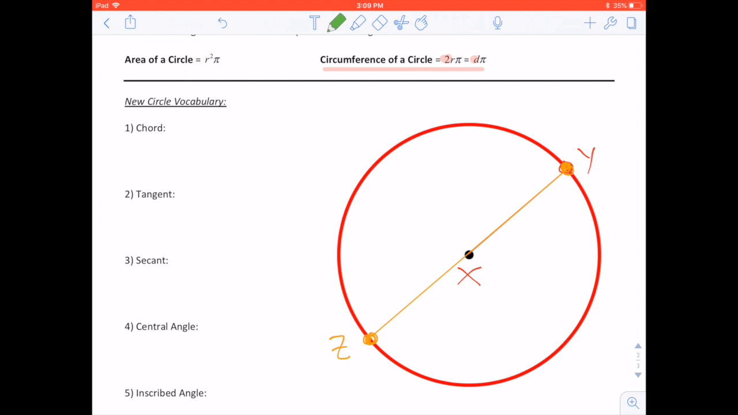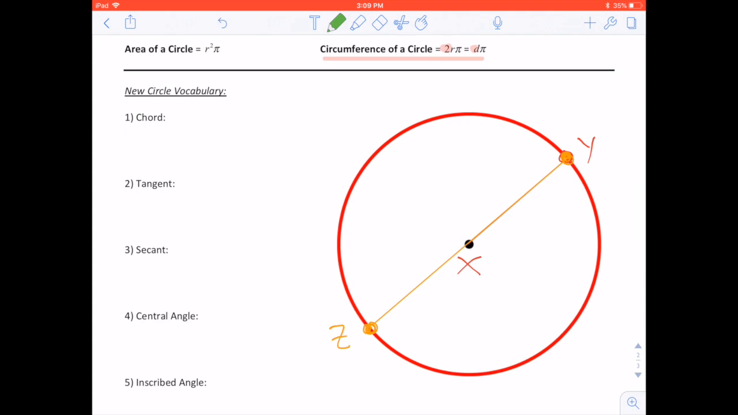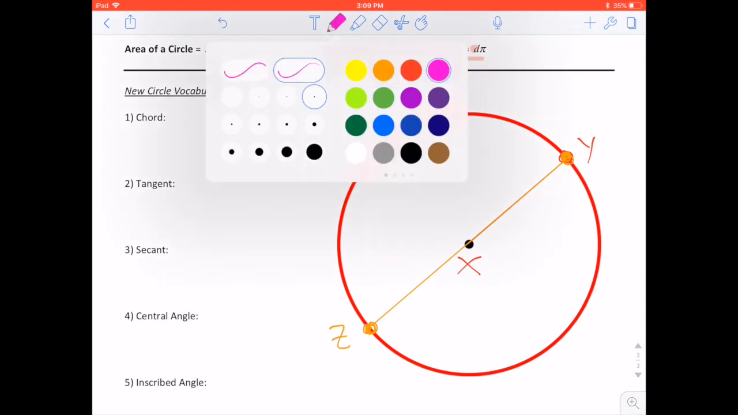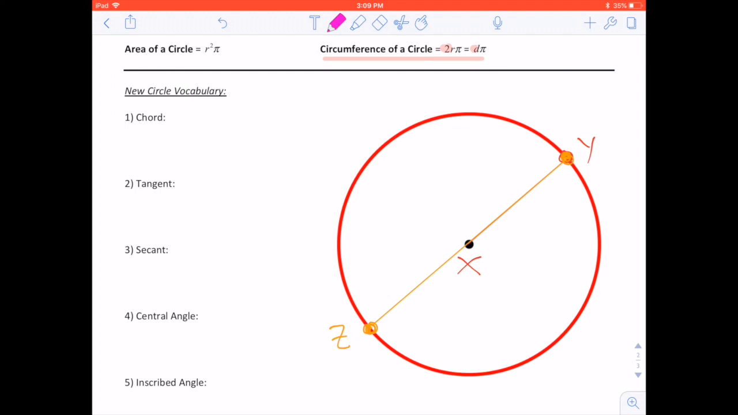Okay, now going into the new stuff. Chord, tangent, secant, central angle, inscribed angle. Let's start with a chord. Now a chord is a segment that has its endpoints on the edge of the circle, both endpoints. So if you use that definition, we can actually see that segment ZY, which we specifically call our diameter, is also a chord. Okay, it's got endpoints on the edge of the circle.